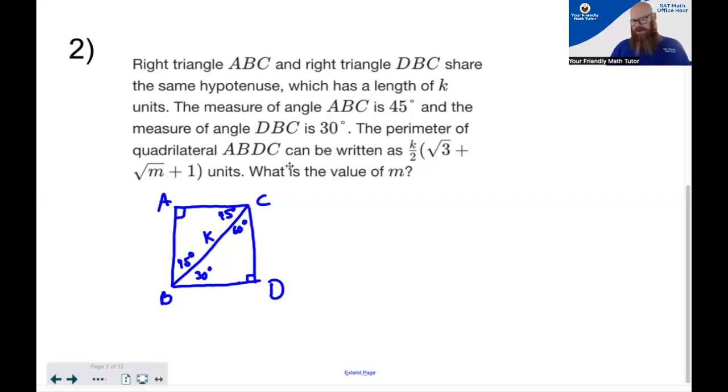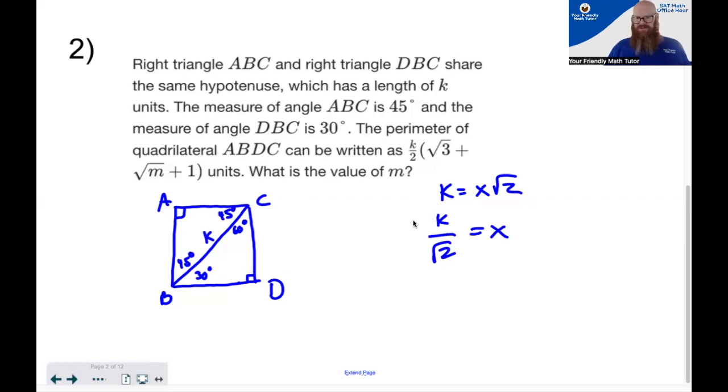The perimeter is this random thing. What's the value of n? All right. Well, if we want the perimeter, let's find all the sides. We have to know that in a 45-45-90, the ratios are x, x, and x root 2. So that means k is x root 2. But we want the x. So k divided by root 2 is x. So each of these are k divided by root 2.